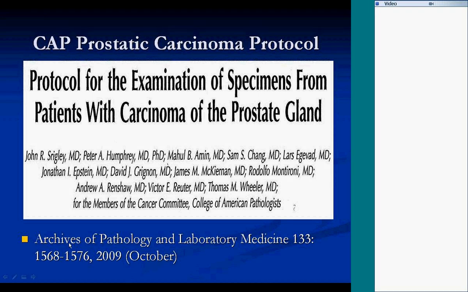And the reference is at the bottom of your screen, as you can see, in the Archives of Pathology and Laboratory Medicine, just published in the October issue of 2009. And we'll basically be progressing through the protocol as it's published in that form and in that journal.